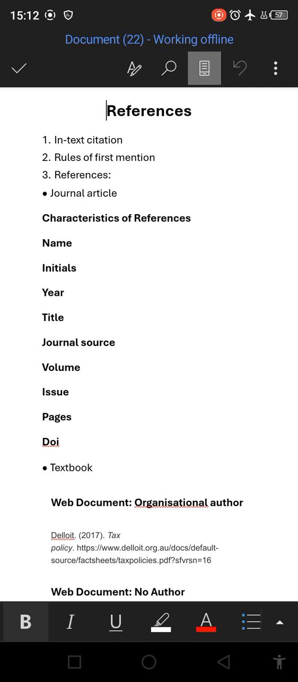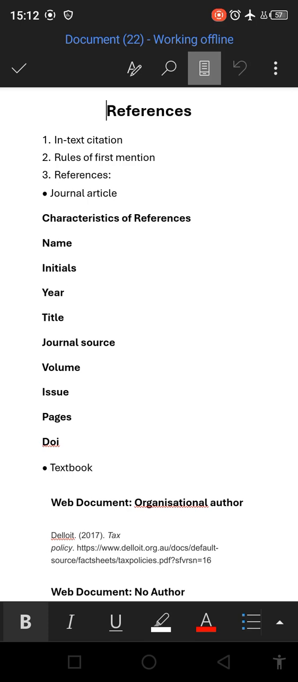Okay, so in our previous video, we said that there are characteristics to references: the name, the initials, the year, the title, journal source, volume, issue, pages, and the DOI. And we said that this is peculiar to every journal article. The same thing also goes for textbook, with a little difference.